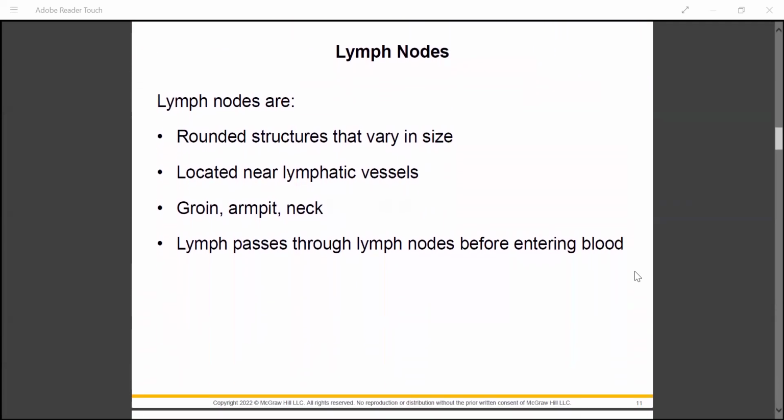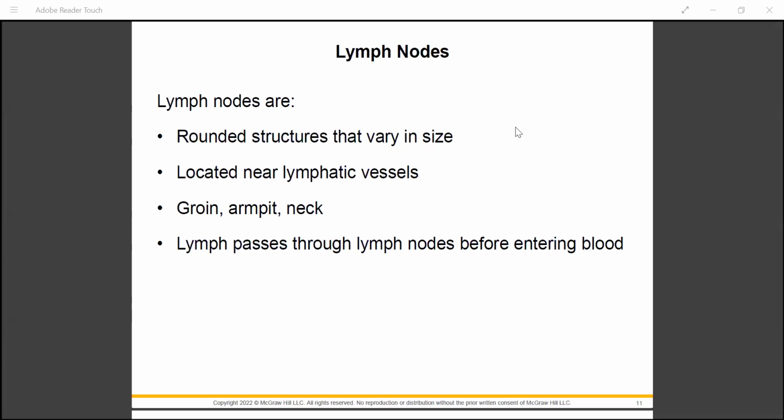All right, I mentioned lymph nodes briefly at the start. They're rounded structures. They vary in size depending on how much fluid is flowing through that area, kind of how much they're responsible for cleaning. They're near our lymphatic vessels. We have some big groupings in our groin, our armpit, and our neck. And to get back to the heart, the lymph has to go through a few lymph nodes.